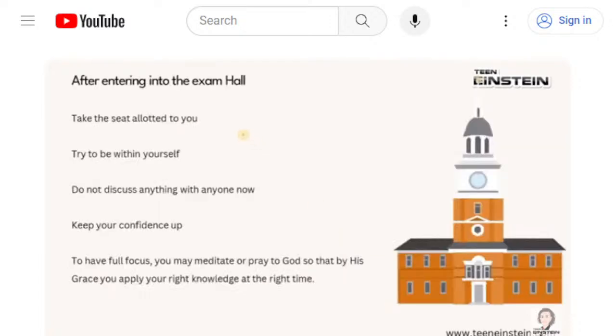Now, after entering the exam hall, you should take your allotted seat and try to stay within yourself without much scattering of your mind. Do not discuss too many things. Do not discuss anything with anyone in the exam hall. Keep your confidence very, very high and try to be very calm and quiet so that your mind will be focused. To keep your focus full, you can meditate or pray to God so that by His grace you may apply your right knowledge at the right time.